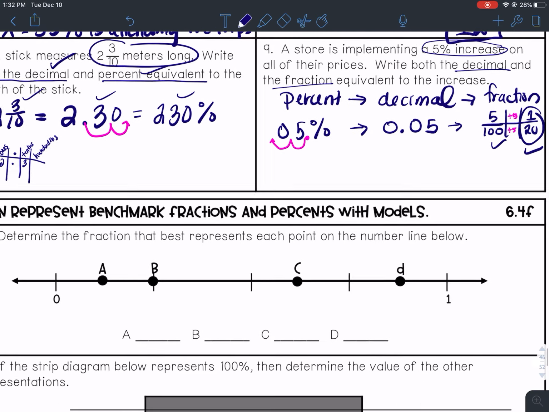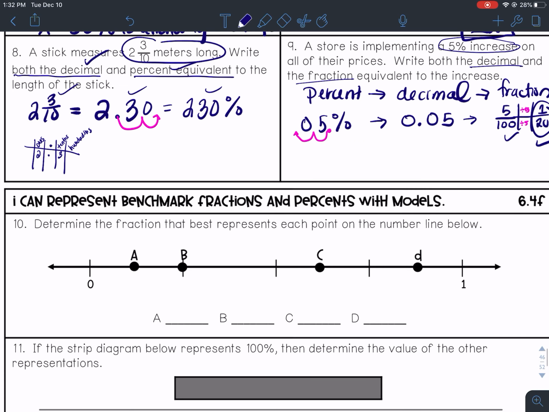Number 10. Okay, number 10, I really like this problem because it has a lot of stuff that we did the very, very first day of school. And this is a good review question for your mock star. So I have 0 to 1, and I need to determine which fraction fits at each point.